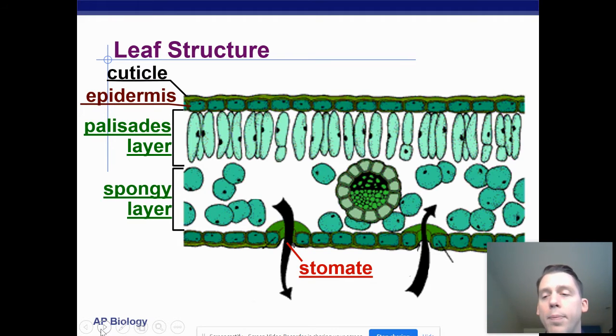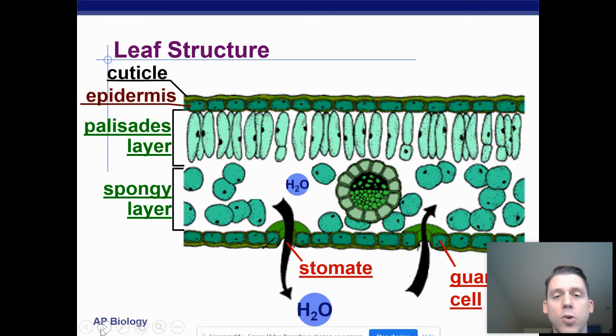So two things happen with the stomata. When they're open, CO2 can come in, but also water vapor can leave. And then they can close. When they close, that might prevent water vapor from leaving, but it will also prevent CO2 from entering. The guard cells are the cells that actually close and open the stomata. Water vapor leaving is usually fine unless you're in a drought, and then that is not a good thing.